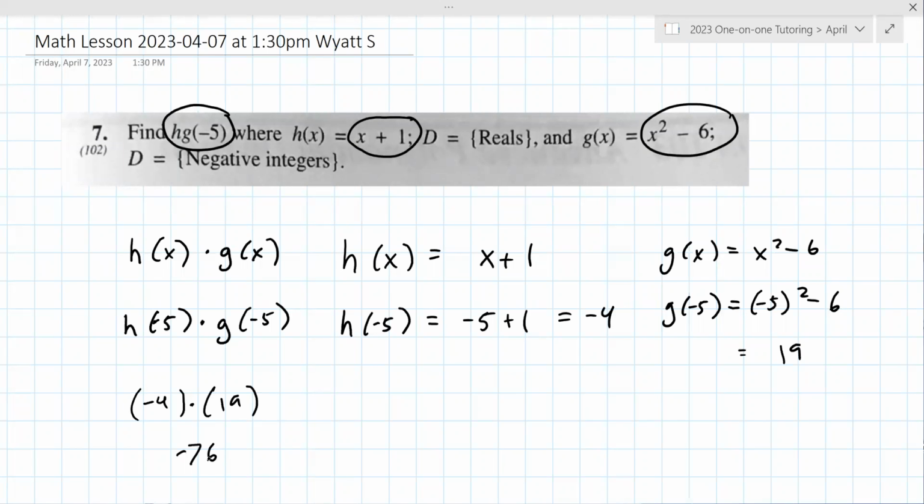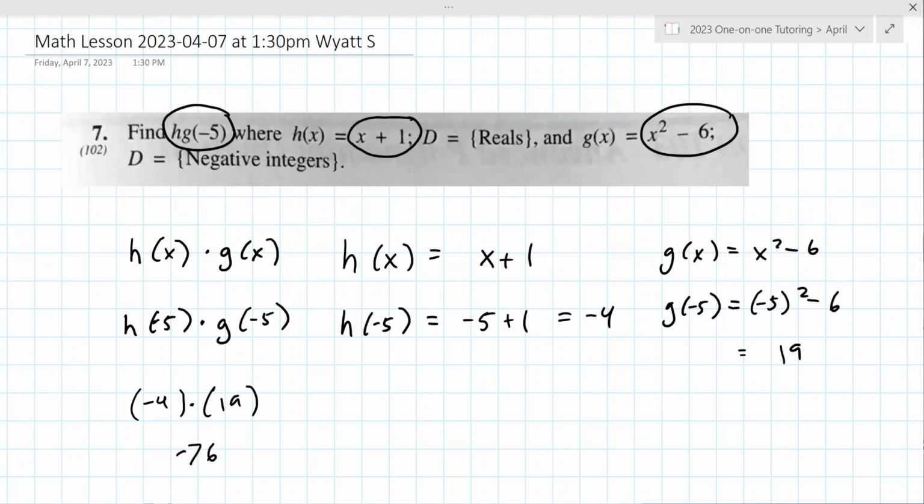Now, one thing I don't really understand with your book is why they're restricting the domain. It doesn't affect this function, but it's kind of weird. You are supposed to give a domain when you give a function, but I don't know why they would limit it to only negative integers here. But the point is this notation looks more complicated than it actually is.